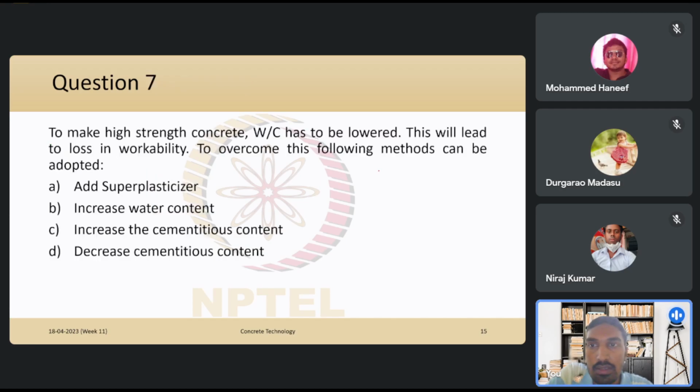Question 7 is, to make high strength concrete, the water to cement ratio has to be lowered. So this will lead to a loss in workability. So to overcome this, which of the following methods can be adopted? The options are: A, add superplasticizer; B, increase the water content; C, increase the cementitious content; D, decrease the cementitious content.